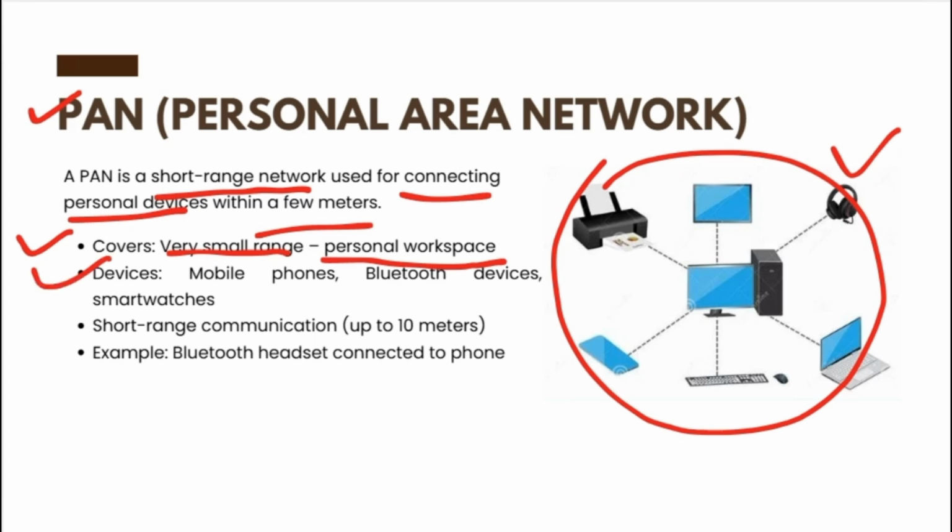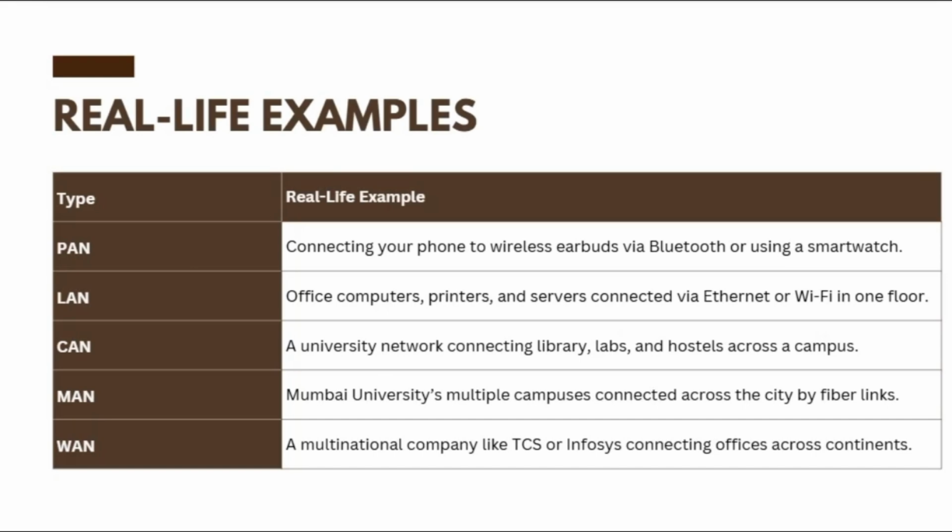And devices which are used in this are mobile phones, Bluetooth devices, smartwatches and PCs, whatever you have in personal devices. So all the devices are in a personal area network and it is a short range, minimum up to 10 meters. So personal area network is a very small network which connects personal devices. For example, Bluetooth headset connected to a phone. So this is the PAN area.